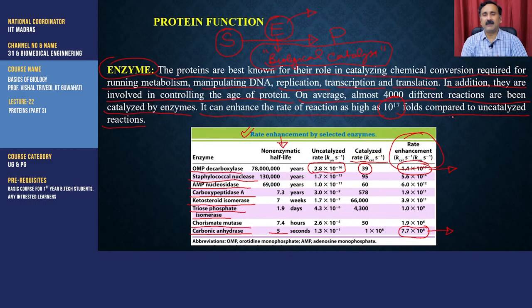If you remember when we were talking about glycolysis, we said that pyruvate kinase, when it is phosphorylated, is less active, and when pyruvate kinase is non-phosphorylated, it is more active, right? So that kind of modulation is also possible with enzymes, because they are made up of protein, and the protein structure can be modulated by simply disrupting some of the interactions.